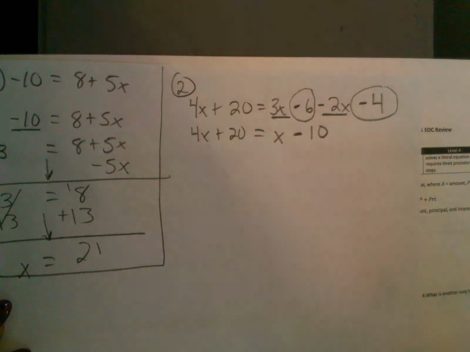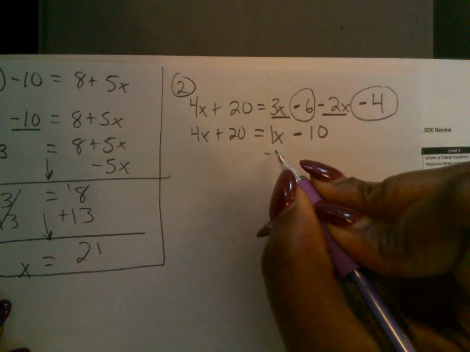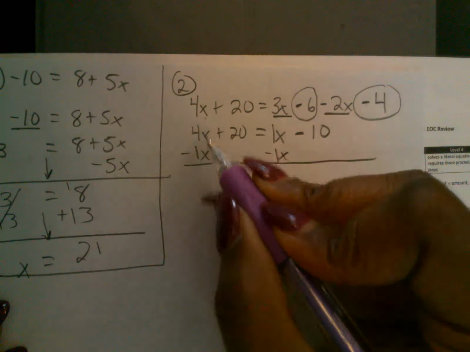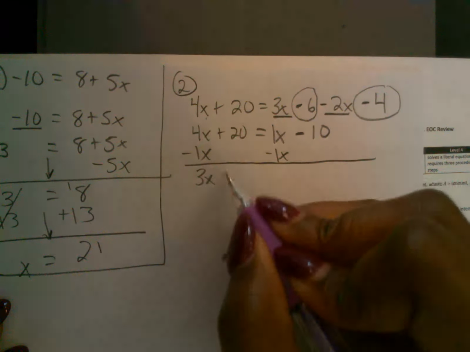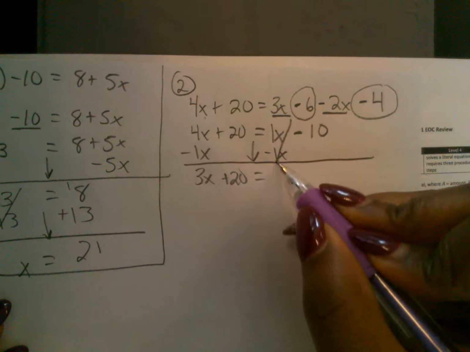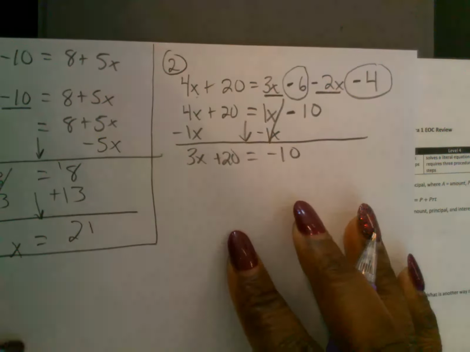I'll move the variables to the same side. I'll move the smaller one. I'm going to subtract 1x on both sides, okay? This gives me 3x here. Bring down the plus 20. It's equal to, this is gone, and I'm left with negative 10.